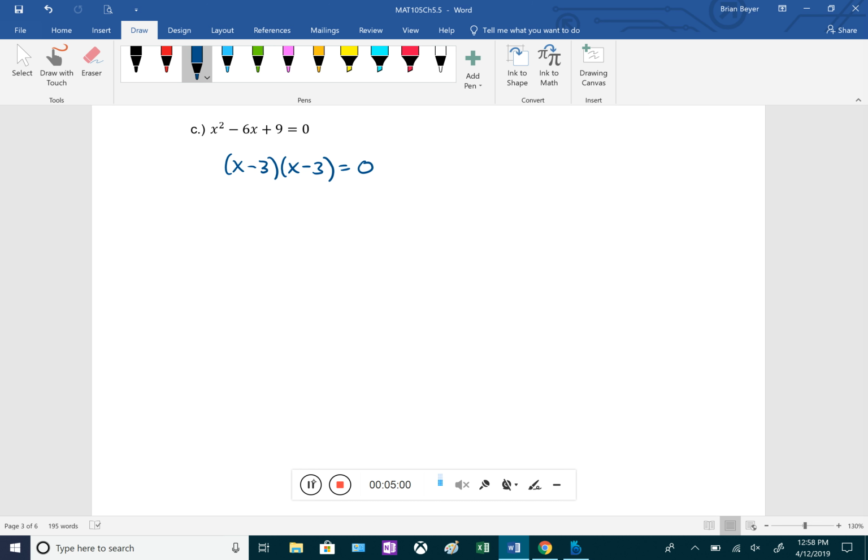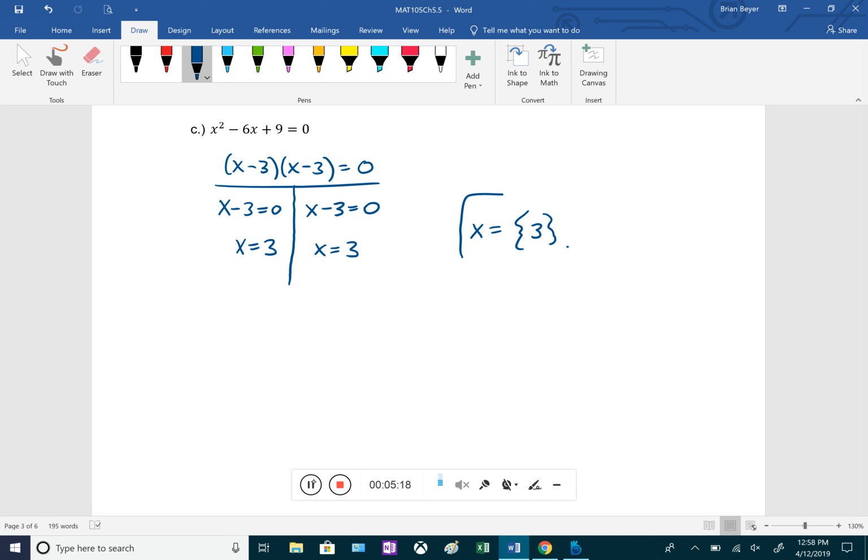So we get x minus 3 times x minus 3 when we factor it. We set both of these equal to 0 separately. And then obviously when we solve them both, we're going to get 3. So when we write our answer, we just need to write the 3 once, and that would be our solution. So only one solution for this one.